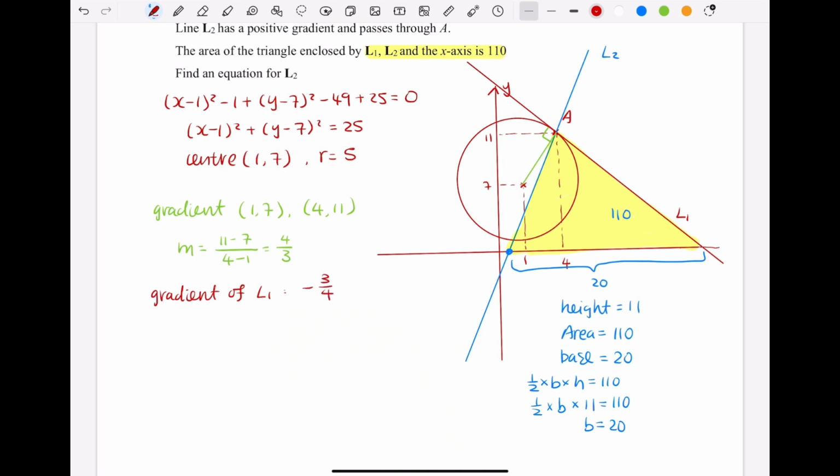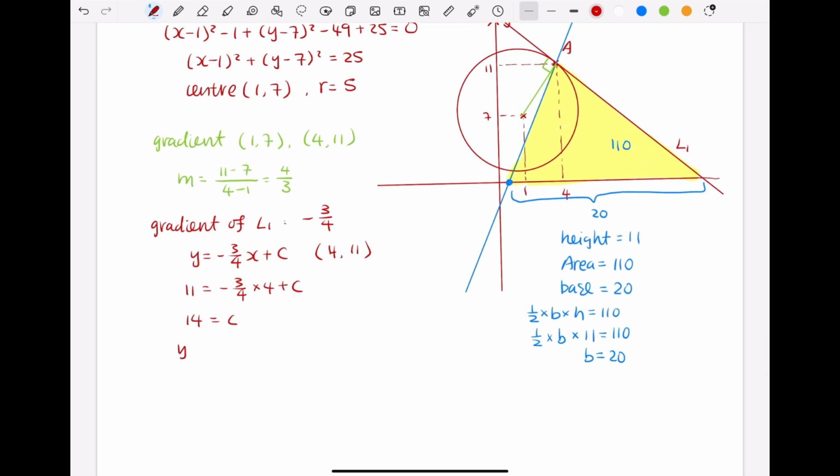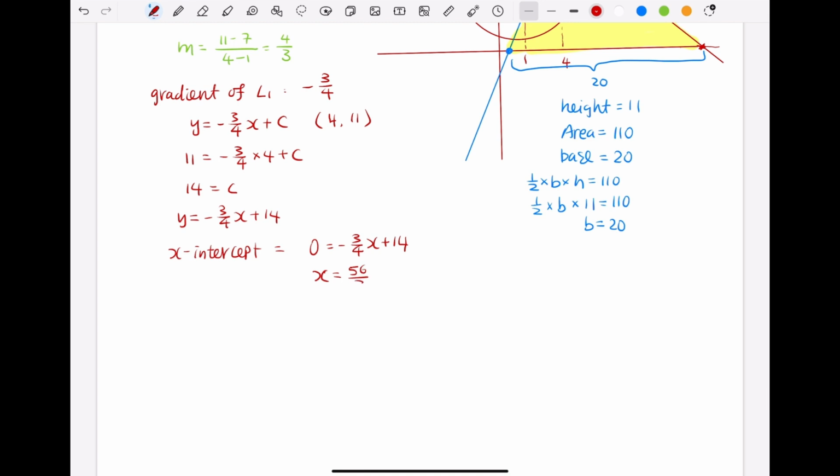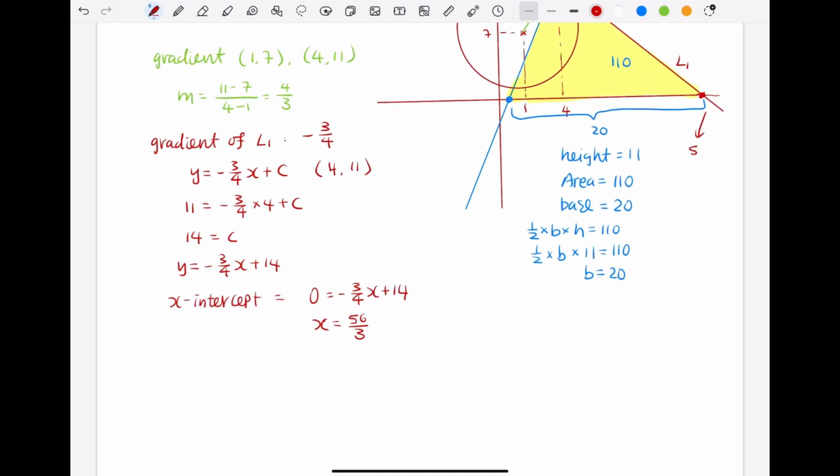Therefore, L1 should have an equation in the form of y equals negative 3 over 4x plus c. And we know 4, 11 is on the line. Therefore, by substituting these points back into the equation, we can solve for c, which is 14. So we have found the equation of the straight line y equals negative 3 over 4x plus 14. So to work out the x-intercept, we let y be 0 and solve for x. In this case, we have x to be 56 over 3. So we know this point here is 56 over 3.